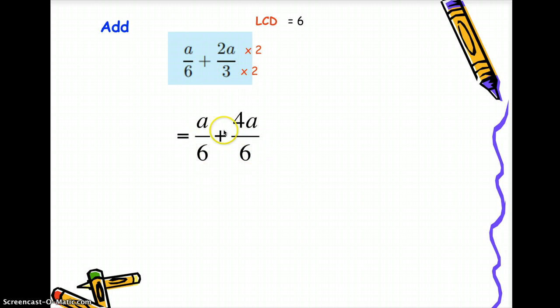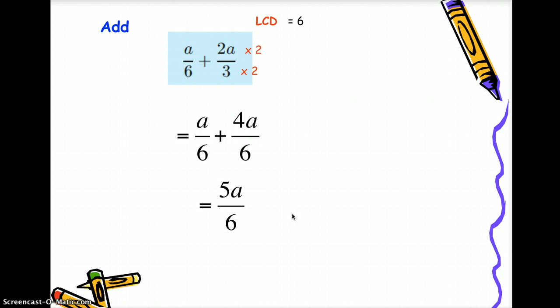Now we can add the fractions because the denominators are the same. So we just copy the denominator and we add a plus 4a. A without the coefficient that you can't see, there's actually a 1 here, so it's like 1a plus 4a. So your final answer is 5a over 6. Just take a look if you can still simplify this. You can't anymore. This is the simplest form, so we leave it as that. This is your final answer, 5a over 6.